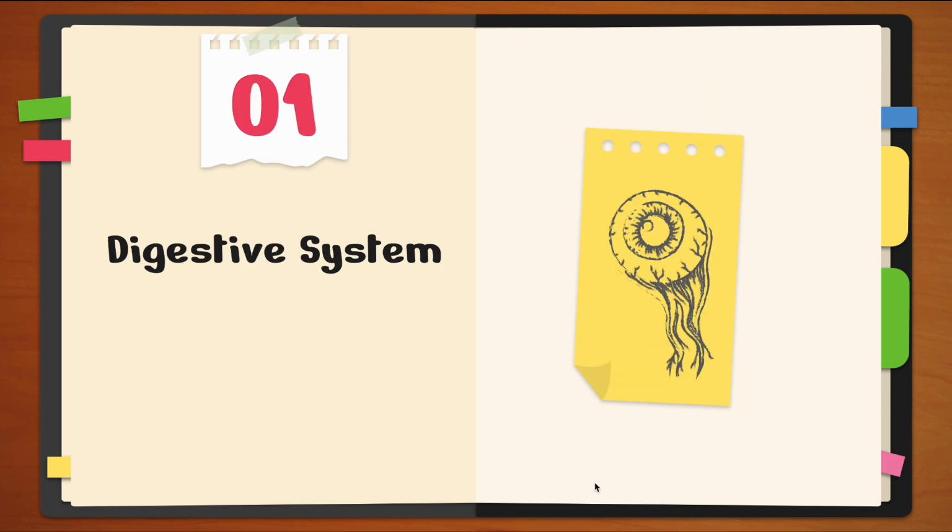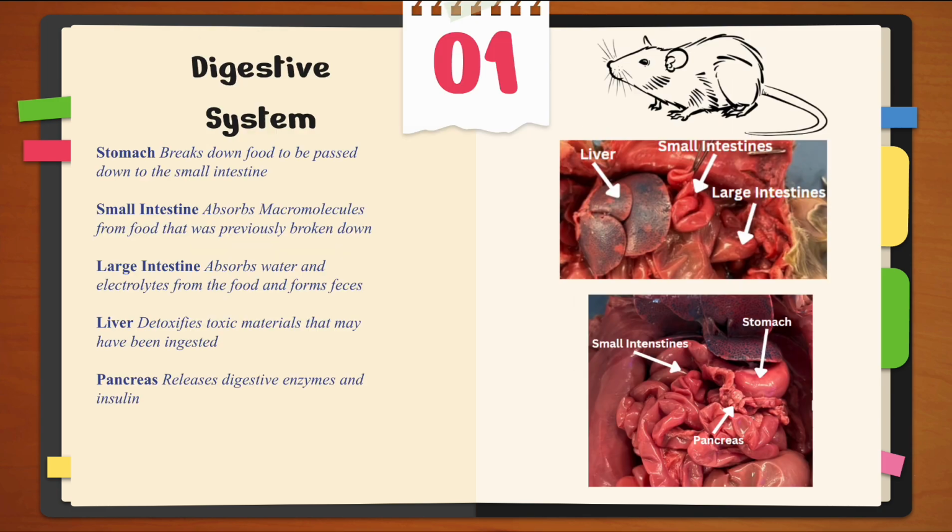The first system we're going to be talking about is the digestive system, more specifically looking at the rats. The first organ we're going to be looking at is the stomach. The stomach is responsible for breaking down food into a semi-liquid. This is done by using gastric acids and enzymes. This semi-liquid will eventually be passed down to the small intestine.